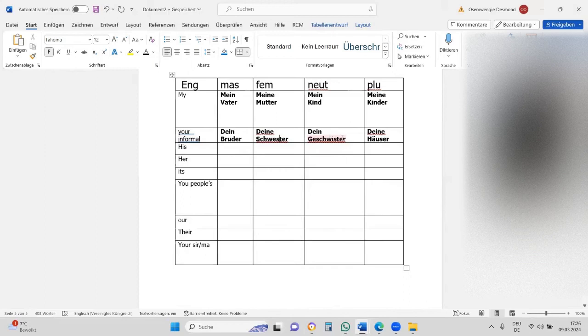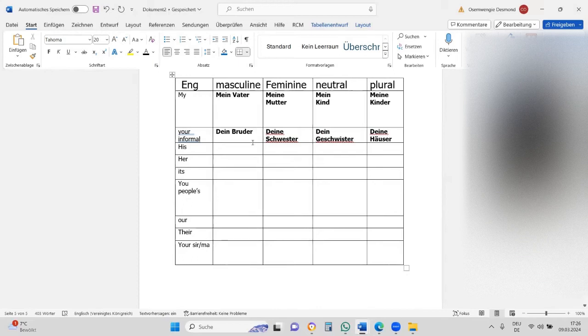Dein Geschwister. Deine Geschwister is a neutral word, as you can see here. Dein Geschwister. Gut. Sehr gut. And the plural, deine Häuser, your houses. Sehr gut.